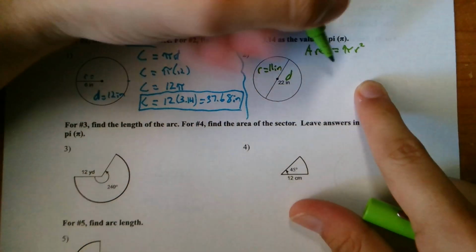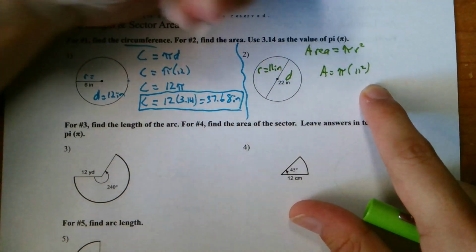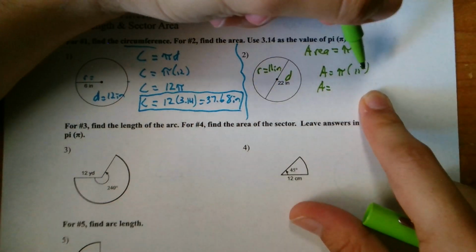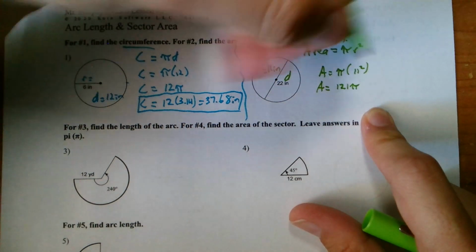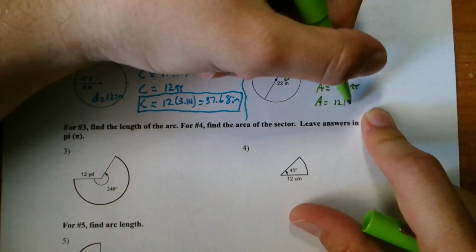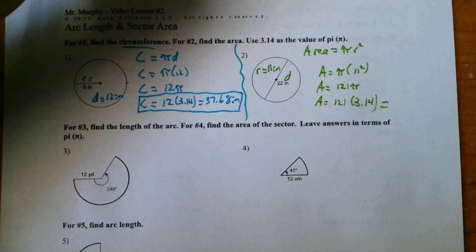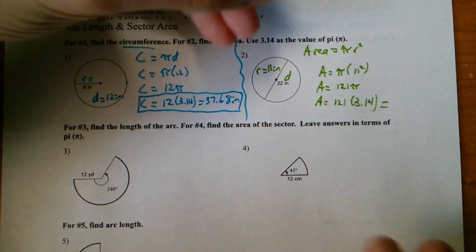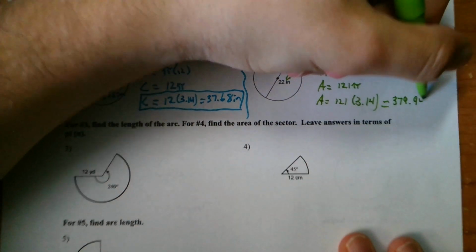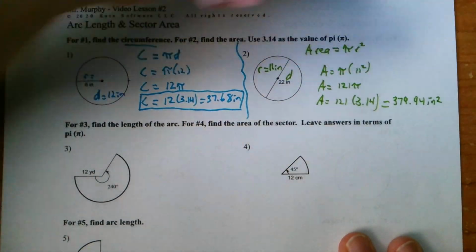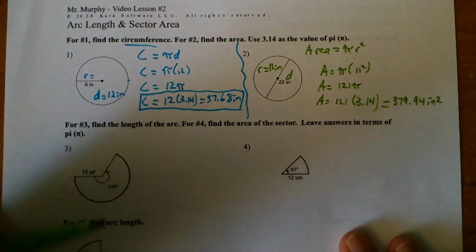Now I go over here and plug that in. A equals pi times 11 squared. 11 squared gives me 121 times pi. In this case, we turn that into 121 times 3.14, which comes out to 379.94. And since this is area, units would be inches squared. Not inches, but inches squared.